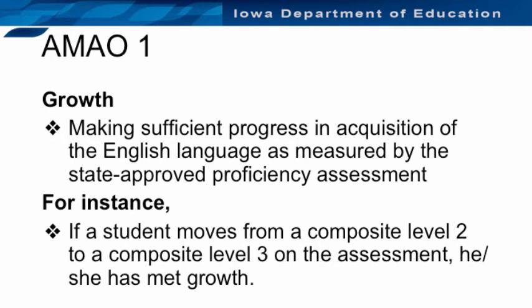AMAO 1 focuses on growth. Are English language learners making sufficient progress in the acquisition of the English language as measured by the state-approved proficiency assessment? For instance, if a student moves from a composite score level of 2 to a composite score level of 3 on the approved English language proficiency assessment, he or she would have met growth for AMAO 1.